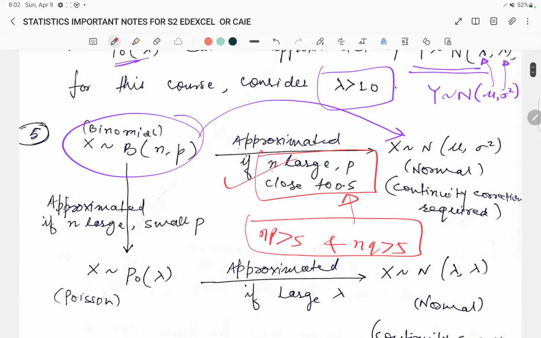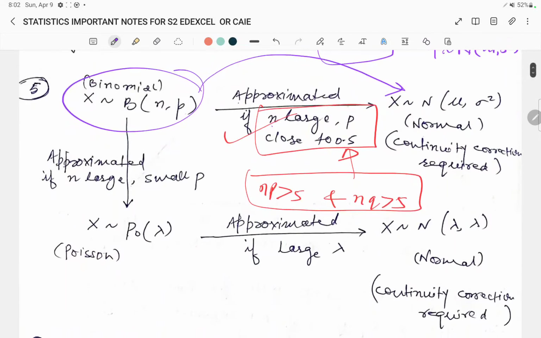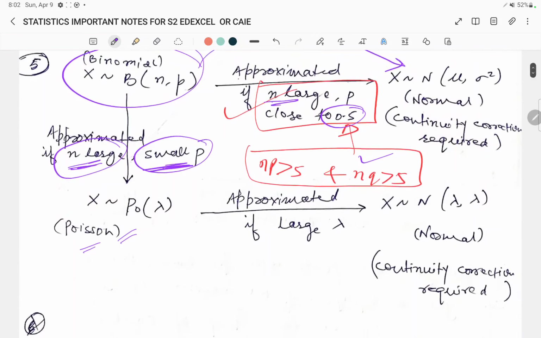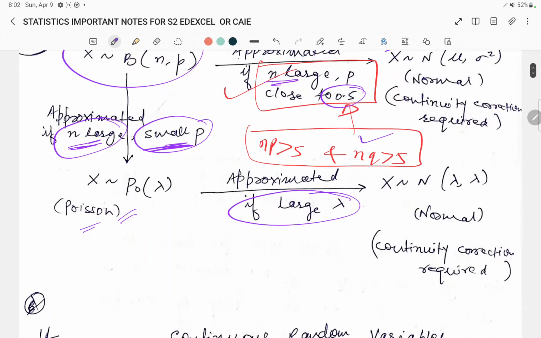Now, when will we convert binomial to Poisson? Binomial when n is large and p is small. Over here n is large, p is 0.5, or np and nq greater than 5, then normal. But here n is large but p is small, then you have to write Poisson distribution with parameter lambda. But Poisson distribution also needs to be converted to normal when lambda is very large, and with the continuity correction we know that.